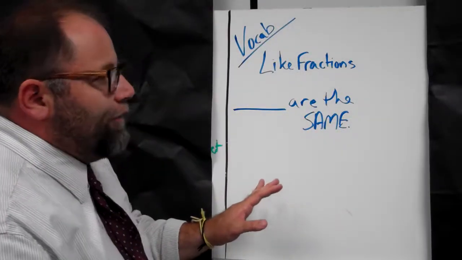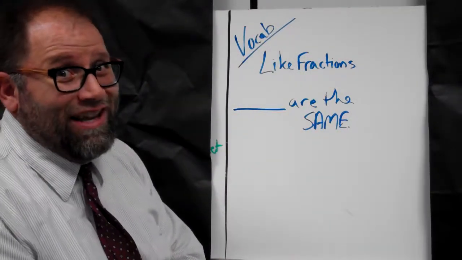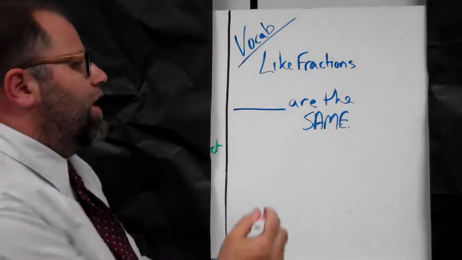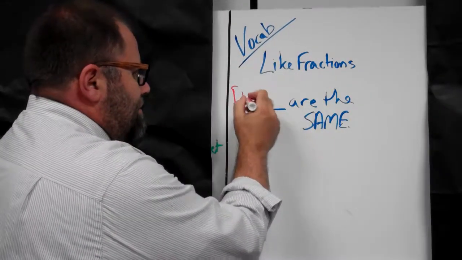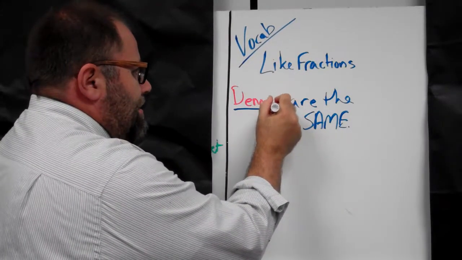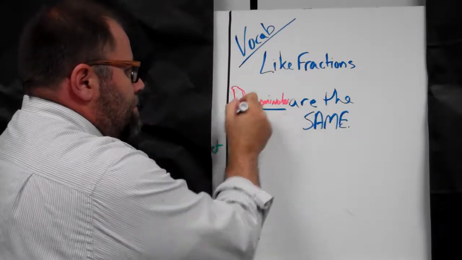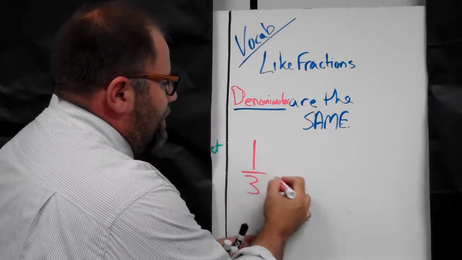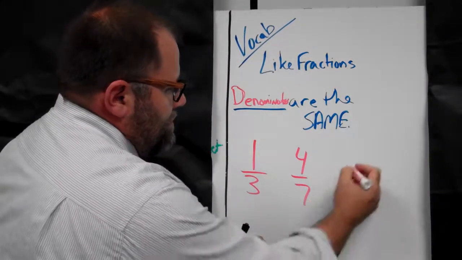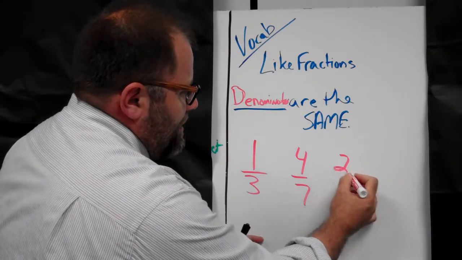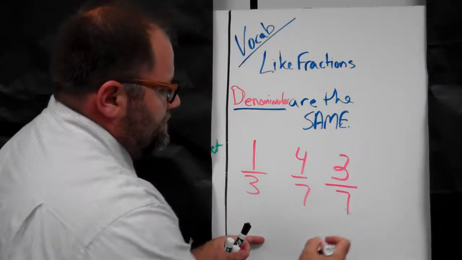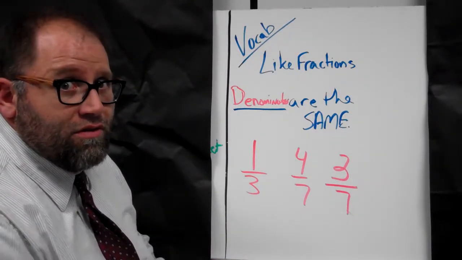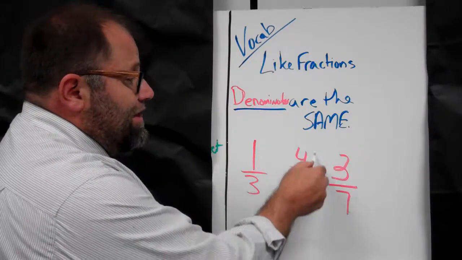Let's do vocab first. What is a like fraction? Like fractions are fractions where the denominators are the same. So if I were to write down these three fractions, and let's try 3/7, I bet you could pick out which two were the like fractions. Oh, that's right. It's these two.